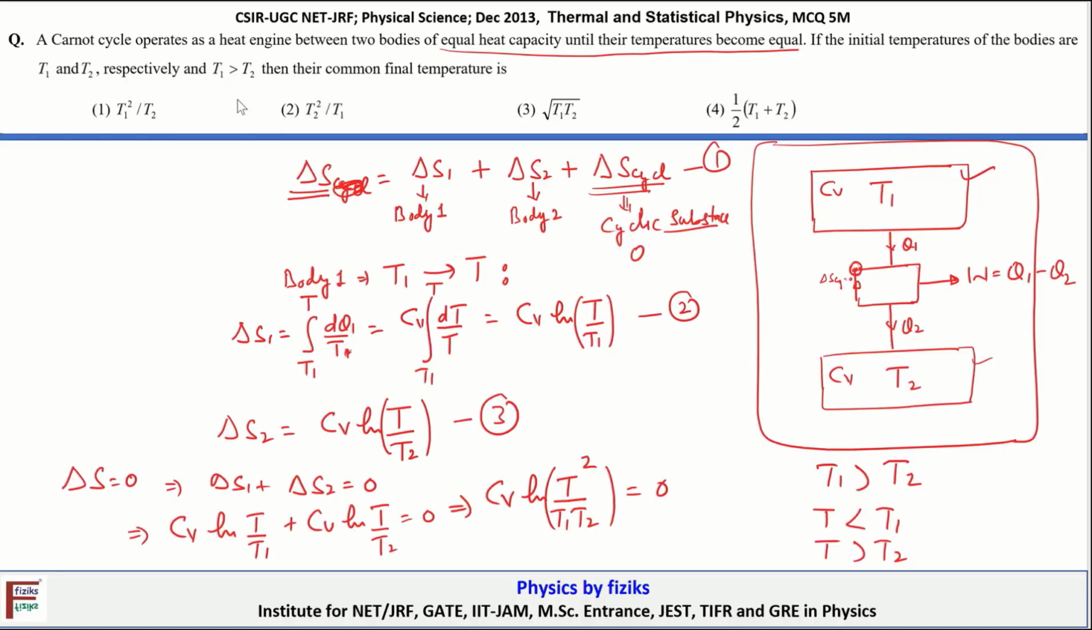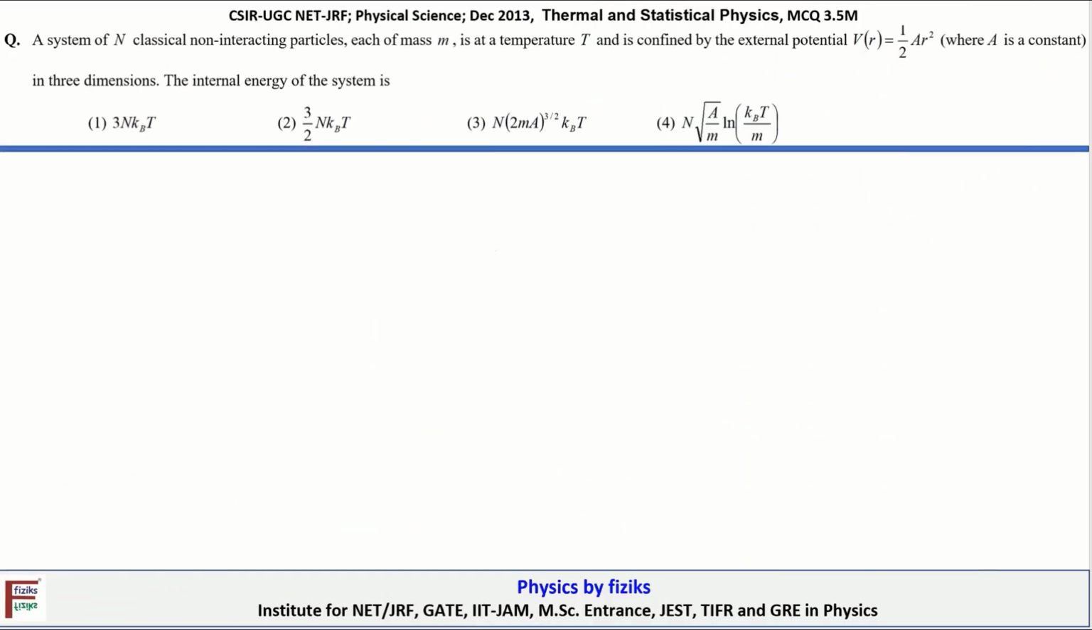So let's see which one is the correct option here. Option 3 is the correct one. So let's continue with the next problem.